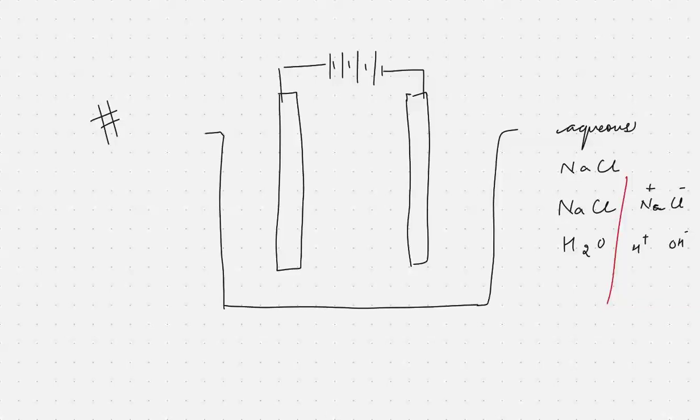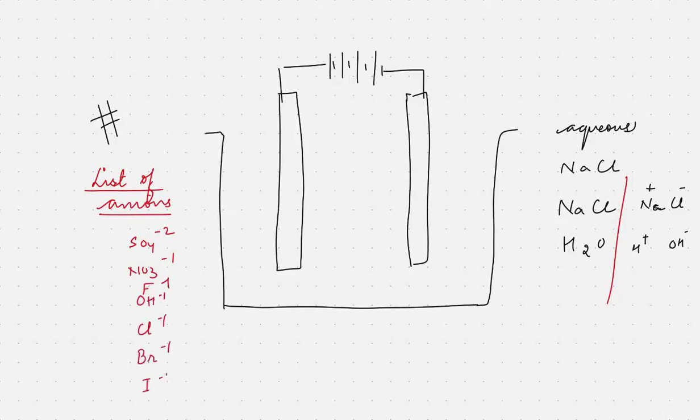Now, last class we studied a list of anions, right? When we studied the list of anions, what exactly did that have? Understand. So we had SO4 minus 2, we had NO3 minus 1, right? We had F minus 1, we had OH minus 1, then we had Cl minus 1, then we have Br minus 1, and then we had I minus 1. Am I right?